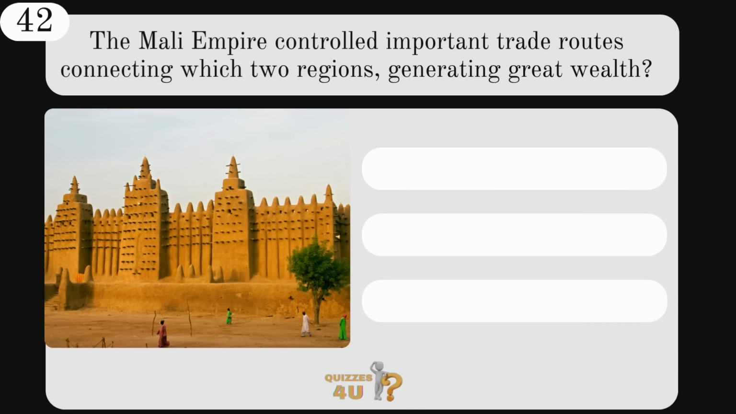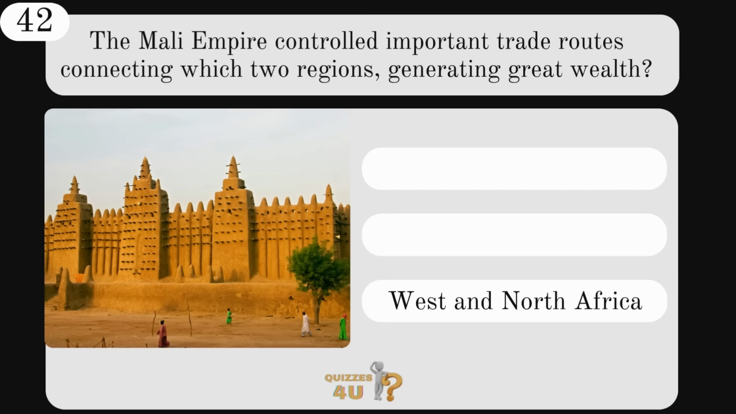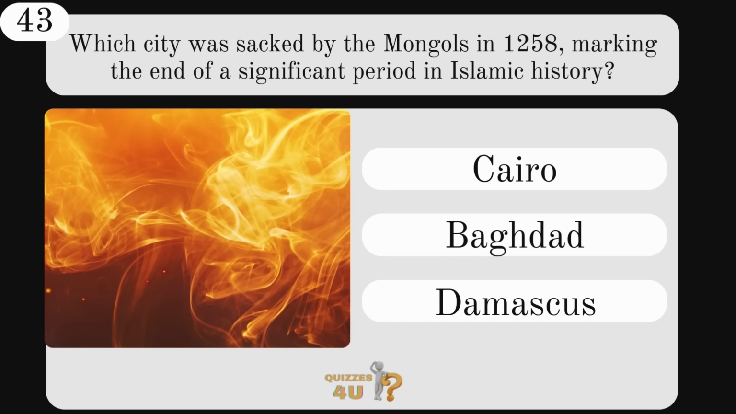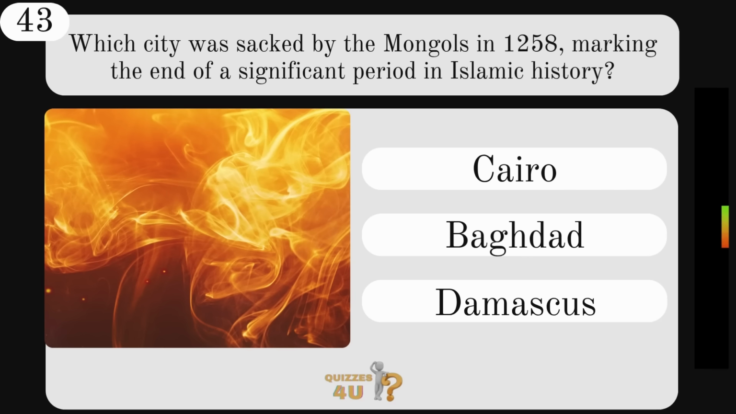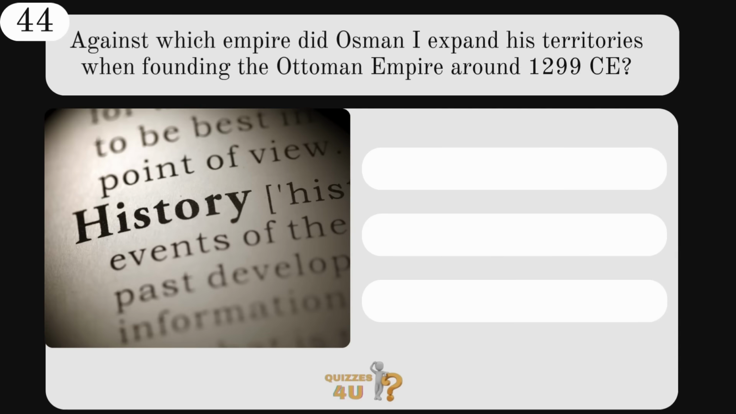The Mali Empire controlled important trade routes connecting which two regions generating great wealth? North Africa and Europe, South Africa and Arabia, or West and North Africa? It connected West and North Africa. Which city was sacked by the Mongols in 1258, marking the end of a significant period in Islamic history? Cairo, Baghdad, or Damascus? That was Baghdad.